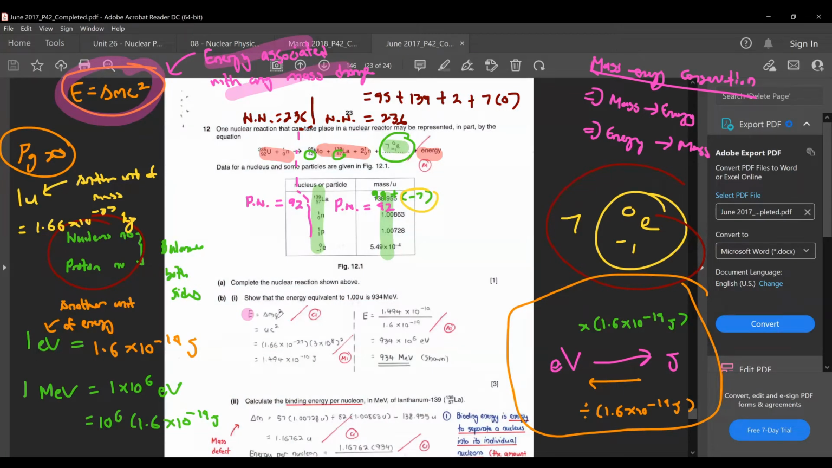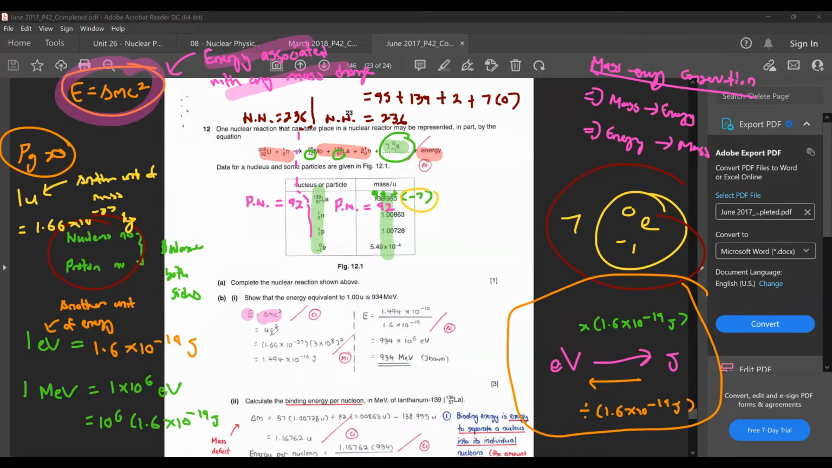E is equal to delta m c squared. Your mass change is actually your 1 u. Your speed of light is c squared. Then you start subbing in your values. The value of 1 u is 1.66 times 10 power minus 27 kg. The value of your speed of light is 3 times 10 power 8. You square it. Eventually, you will get your answer as 1.494 times 10 power minus 9 joules.